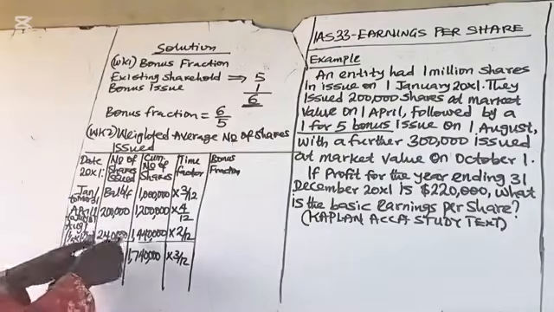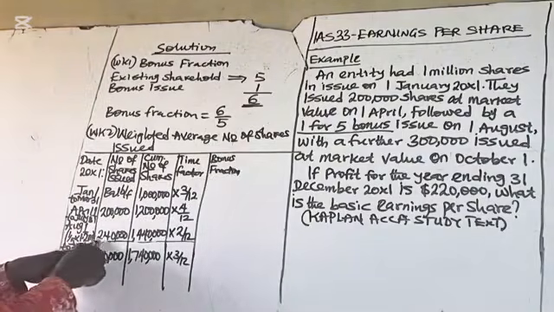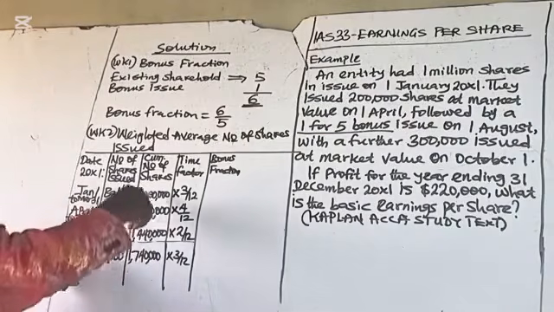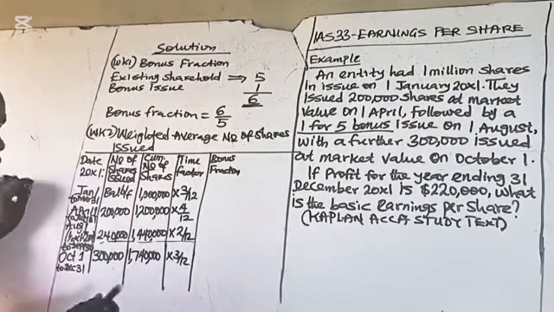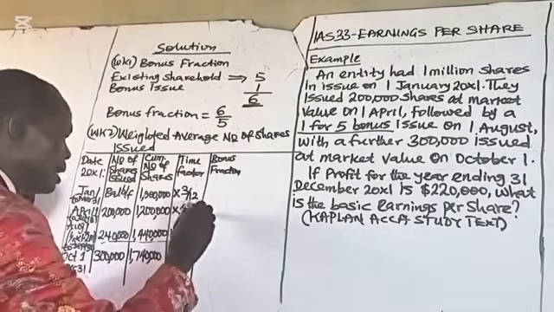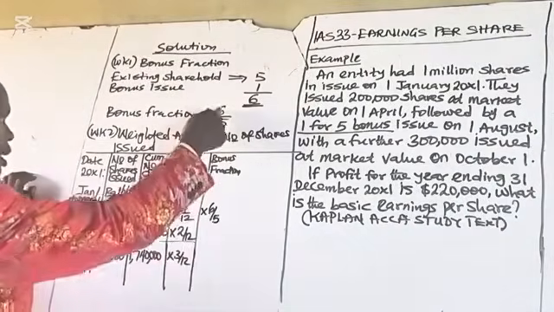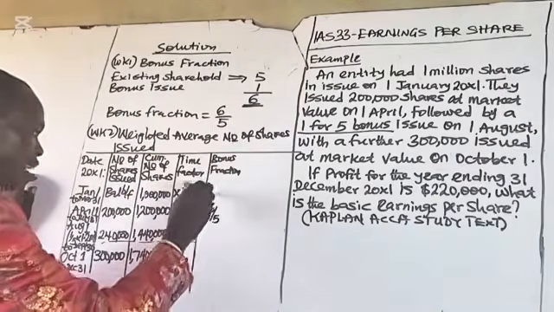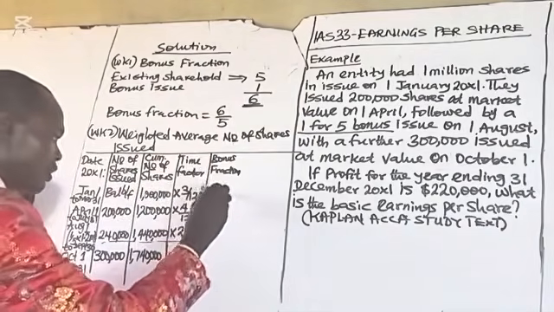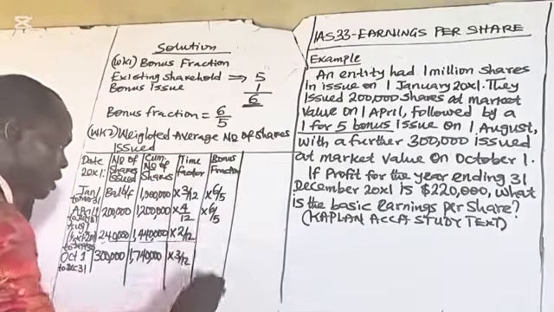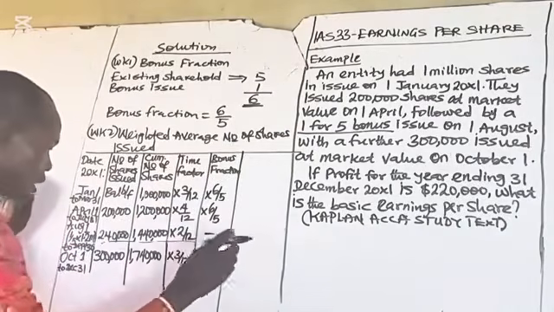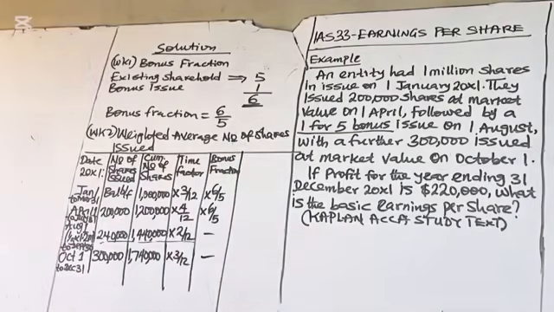So since this is the bonus issue, it is from here we have the bonus issue. It means these shares and these shares were in existence before the bonus issue. So you multiply that by the bonus fraction, 6/5 being the bonus fraction, times 6/5. Then from the bonus issue to the last one, you don't need to multiply by the bonus fraction.